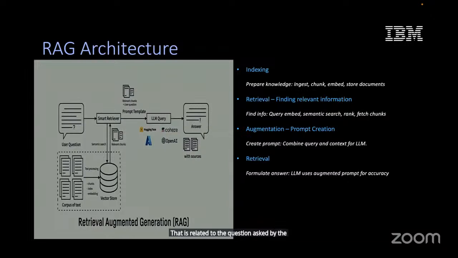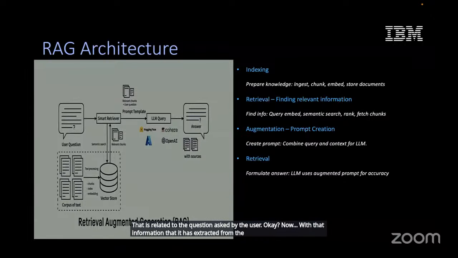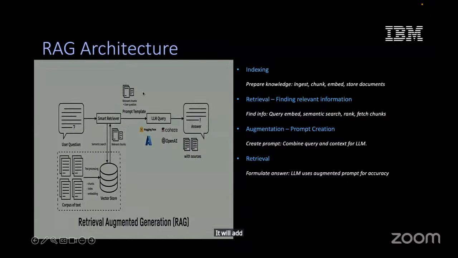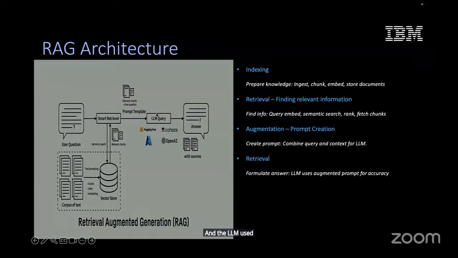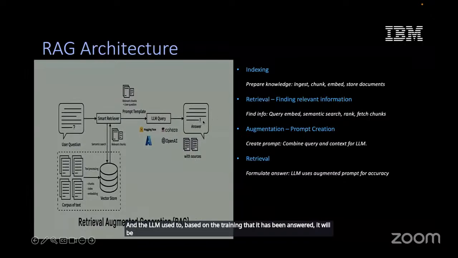From that it will try to extract some relevant information related to the question asked by the user. Now, with the information it has extracted from the database, it will add that to the user question. So the relevant chunks of information it got from the database plus the user question, it will add into a prompt template. Earlier, the direct question used to go to the LLM, and the LLM, based on the training it had, would answer that question.